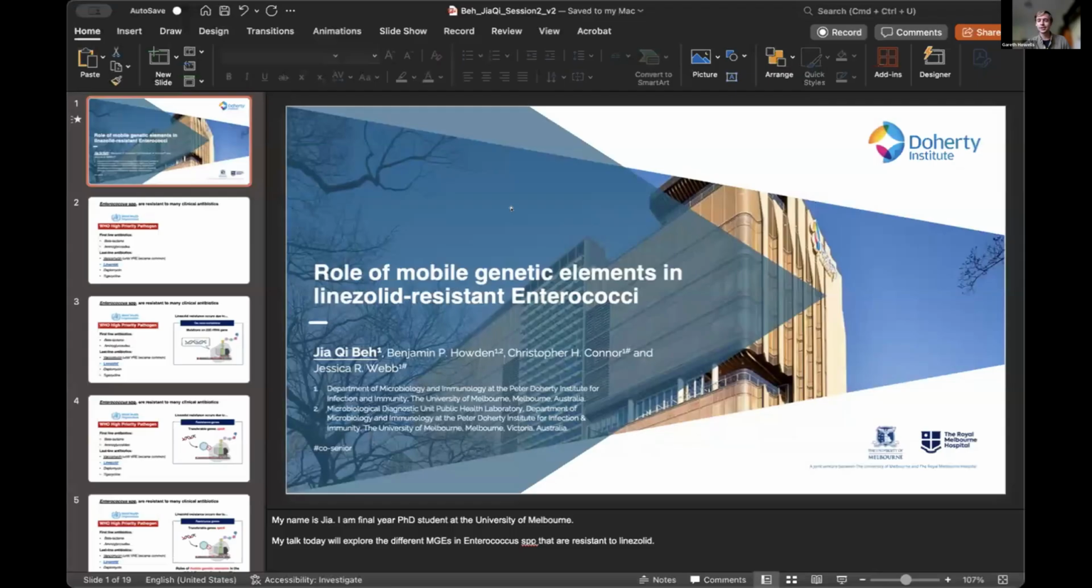Beautiful. Very good. I think we'll move on to our next speaker now. Next we've got Jia Chi from Australia, who's going to talk about the role of mobile genetic elements in linezolid-resistant enterococci, a global and an Australian perspective. When you're ready, start sharing your slides.